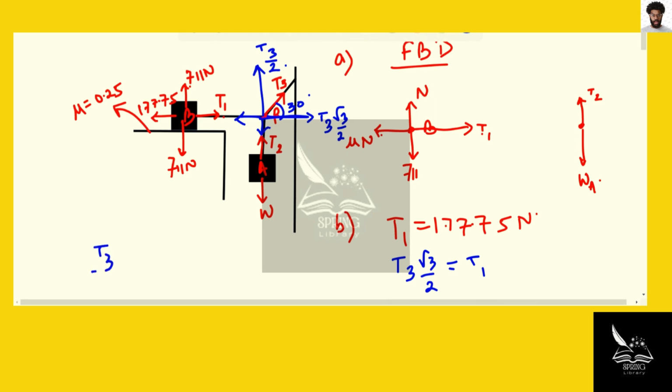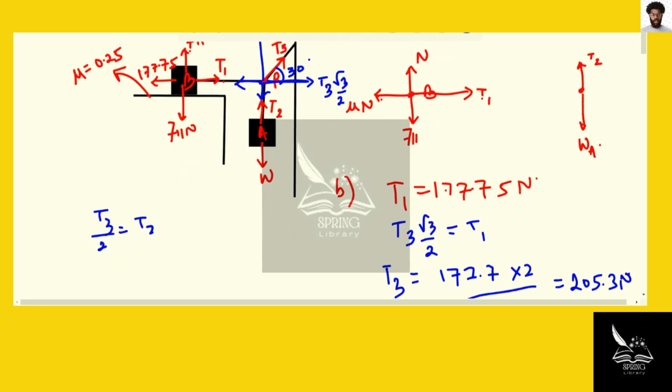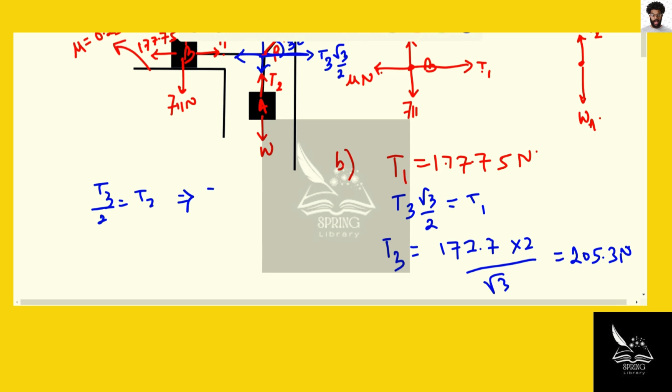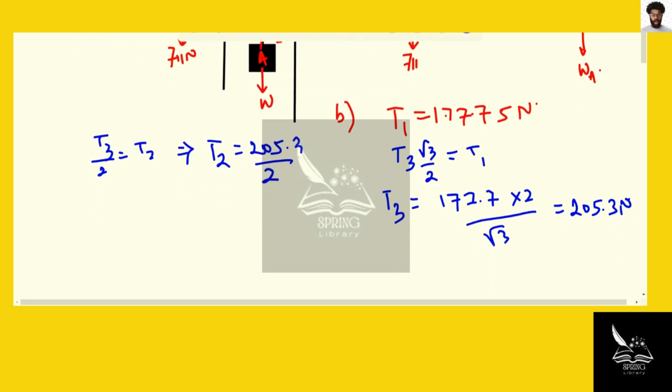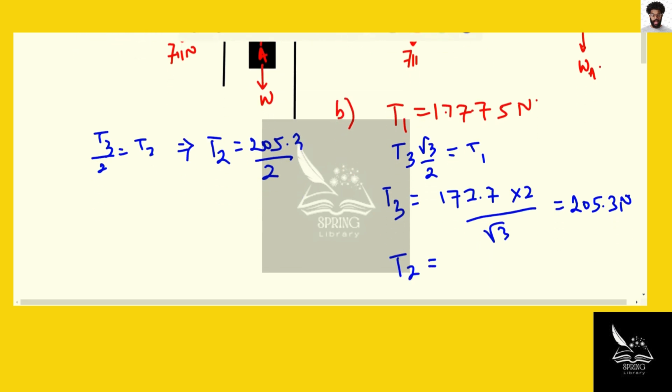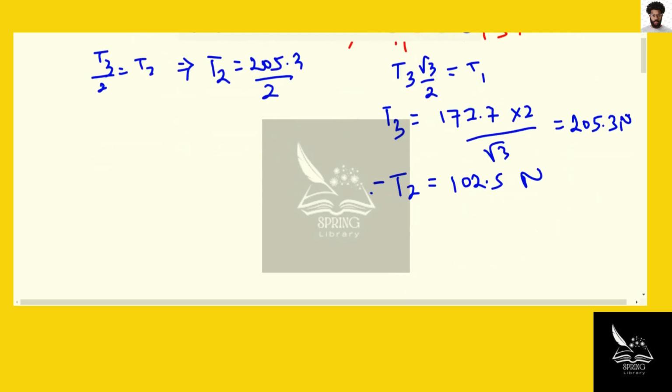And now we can similarly get the tension in the vertical direction once we have T3. T3 by 2 will be equal to T2. From here we can see that T2 will be 205.3 divided by 2. So this finally gives us the value of T2 as approximately 102.5 newtons, and this will be equal to the weight.